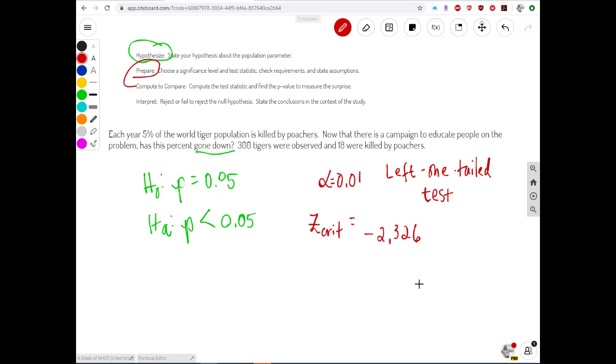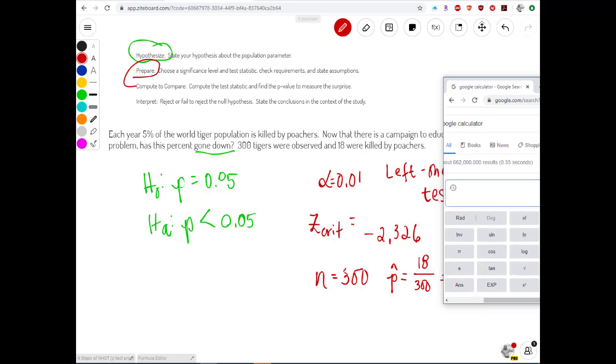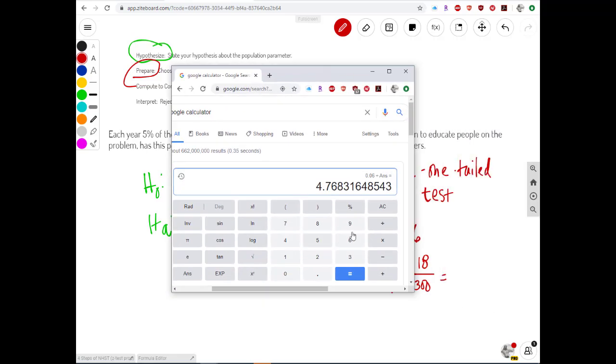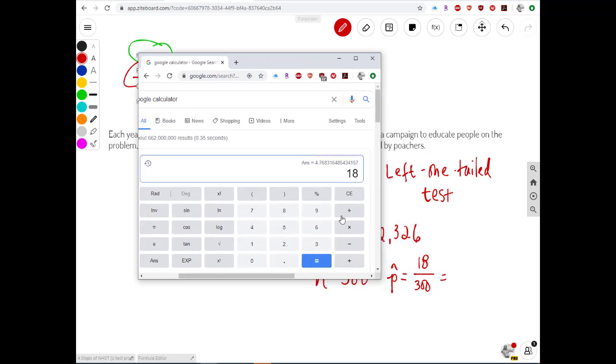Very good. And I also should write down what my N is. So my N is 300. And let's go ahead and figure out what my P hat is. P hat is 18 out of 300. And if I bring over my Google calculator and clear this out, I have 18 divided by 300, and I get 0.06.